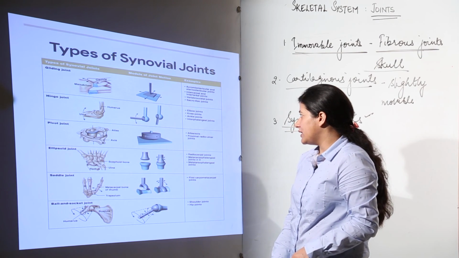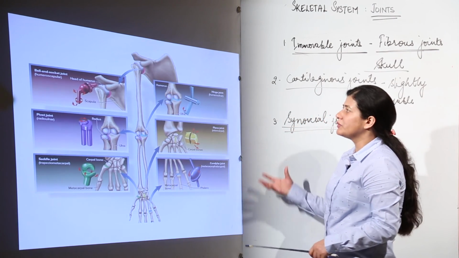Last, what we are going to see is a better representation, a clear one that we have.